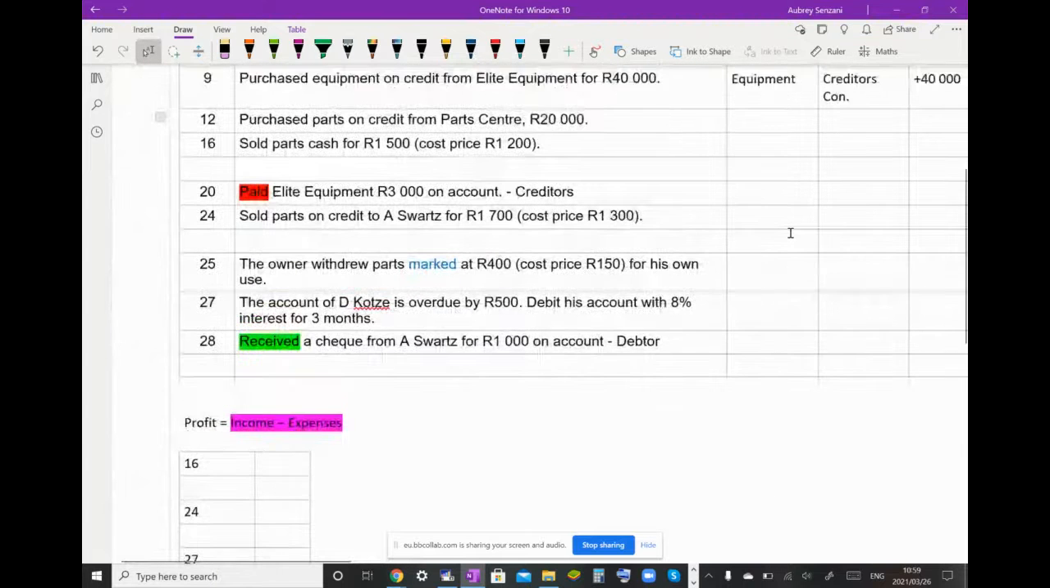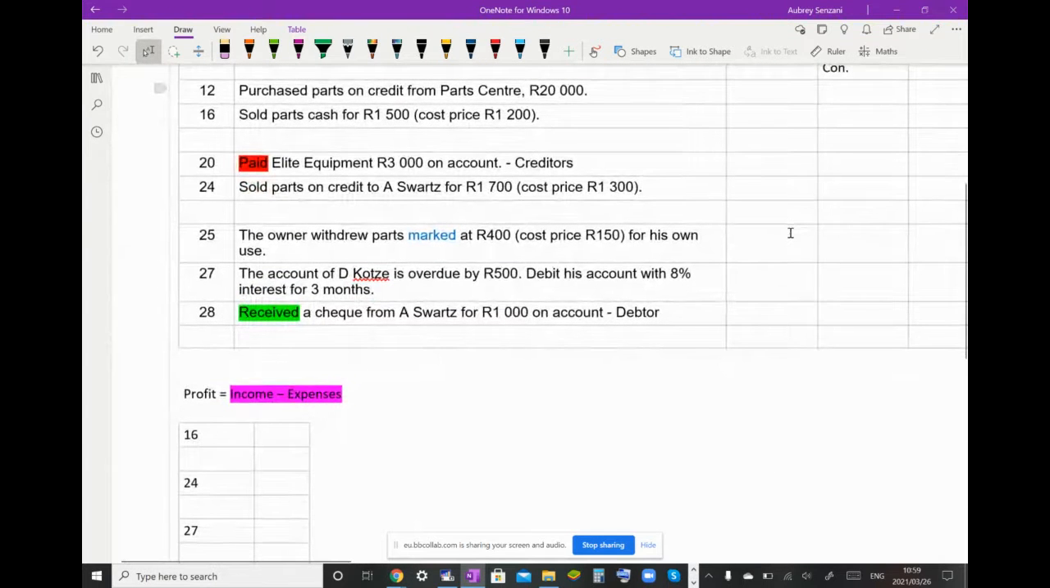Okay. Then on the 12th, what happened? We purchased parts on credit. Again, parts is our trading inventory, so we know trading inventory is affected. And then we purchased on credit, so we know creditors control is affected. What are we going to debit? What are we going to credit?